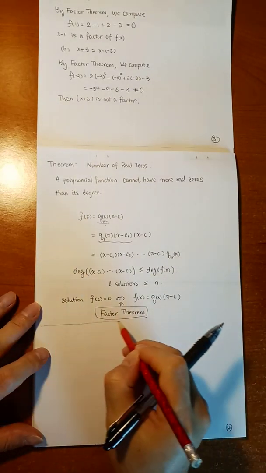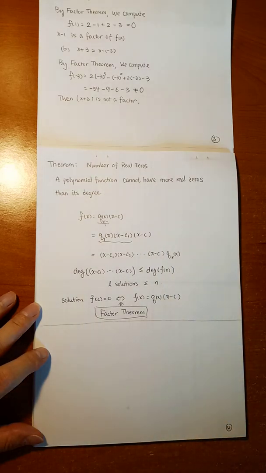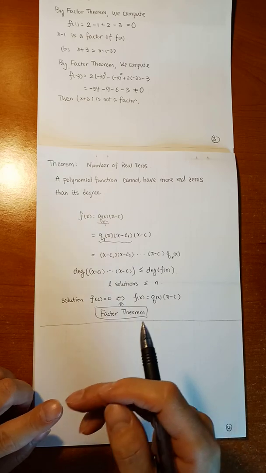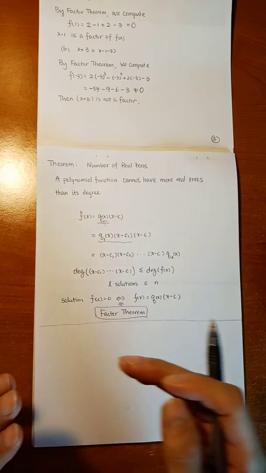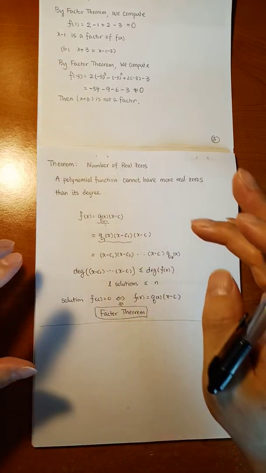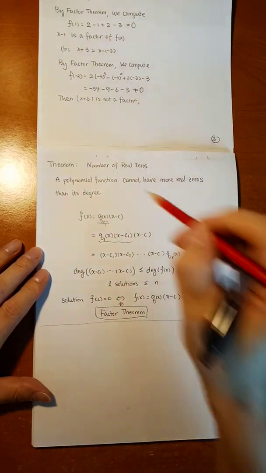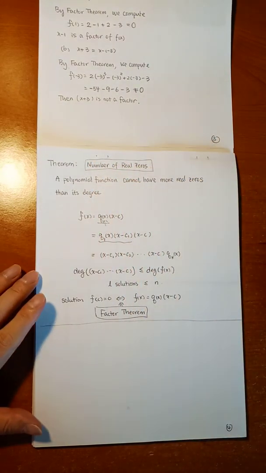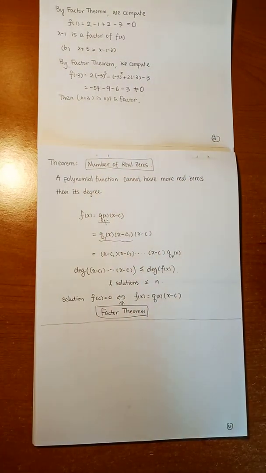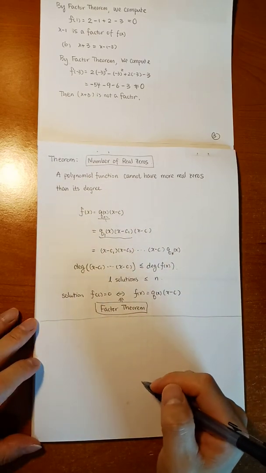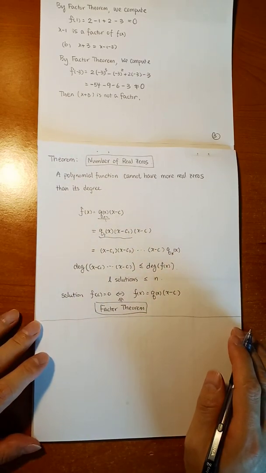This theorem does not give us an algorithm. It's not like the factorization theorem, the remainder theorem or the factor theorem. The remainder theorem and factor theorem both contain some computation, but the number of real zeros theorem does not contain any formula. It's just an idea, okay, a common sense. Now let's talk about the so-called rational zeros theorem.